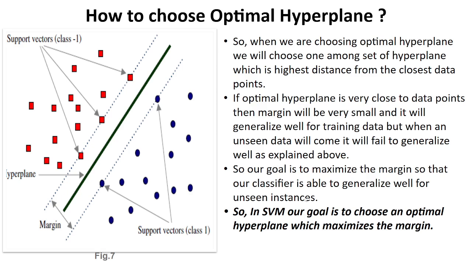Once we have selected the support vector points, we find the maximum margin with this hyperplane. In SVM, our goal is to choose the optimal hyperplane which maximizes our margin. Okay, so thank you for today's video on SVM, in which we learned about the types of SVM and the hyperplane. Thank you.